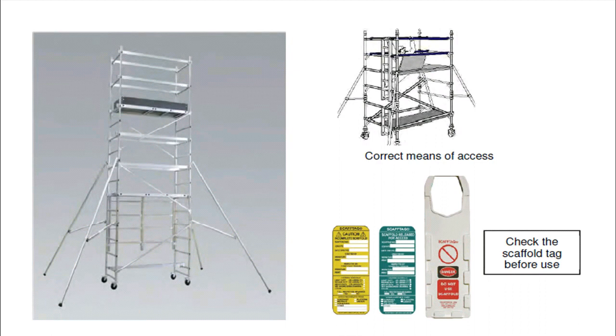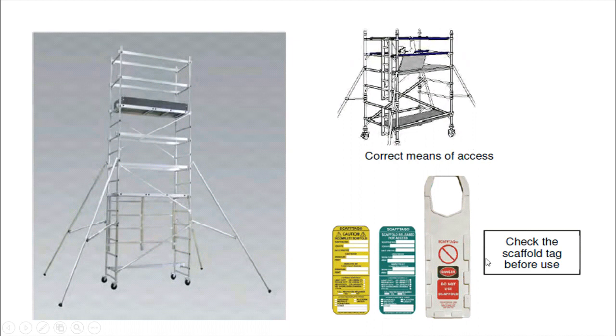So this is one example of the mobile scaffolding with outrigger. As you can see, there is outrigger to gain extra length of the base to make the scaffold more stable than without outrigger. And there are caster wheels as well. So there is a correct means of access, so make sure that if the access is attached on the scaffold, the people are climbing up inside of the scaffold.